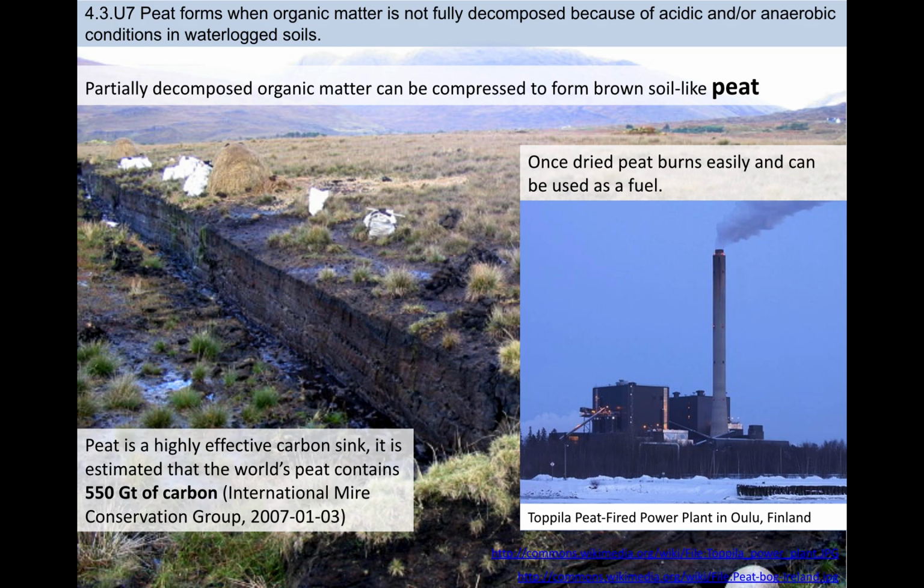And coal burns very easily and efficiently. So this would be our first type of fossil fuel we would be talking about, but it comes from peat. So peat is partially decomposed organic matter, and it's compressed to form this brown soil-like peat. Peat is a highly effective carbon sink, so we have a lot of this throughout Earth, and it's estimated that the world's peat contains about 550 gigatons of carbon, so it's a very efficient sink. Now, it is a fossil fuel since it's coal, and you can see here this is a power plant in Finland using it. When you burn coal, it creates a lot of heat, which we then use to create steam, which spins a turbine, and that makes electricity.